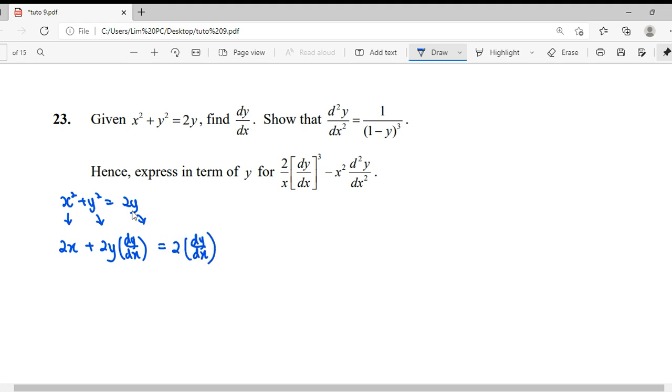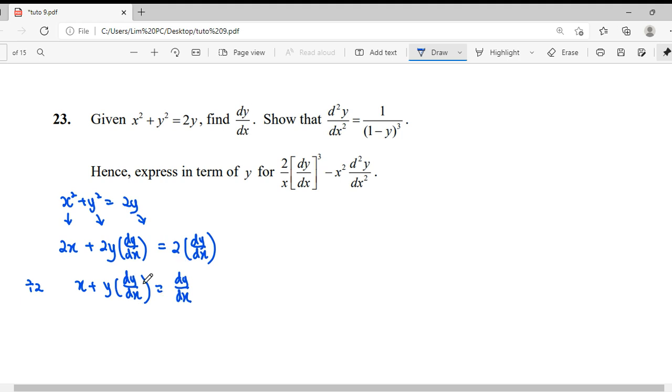So for this equation, we can simplify. You can see our coefficient here is 2, here also 2, here also 2, so we can divide by 2. Once we simplify this, it will become x plus y dy/dx equals dy/dx. So now we're going to find out what our dy/dx is.